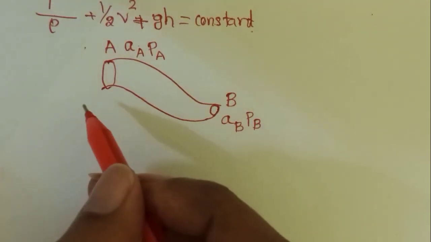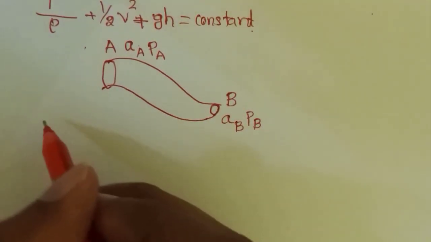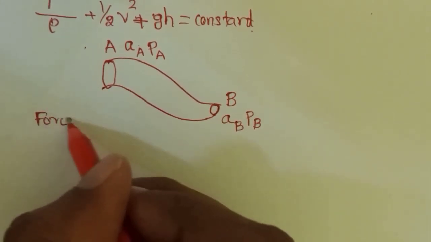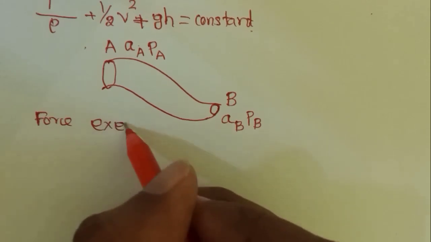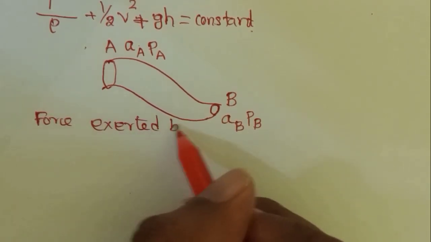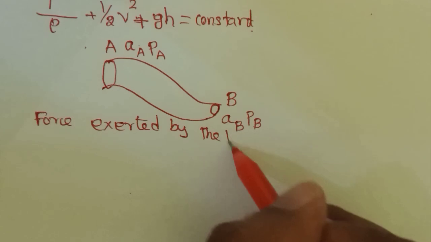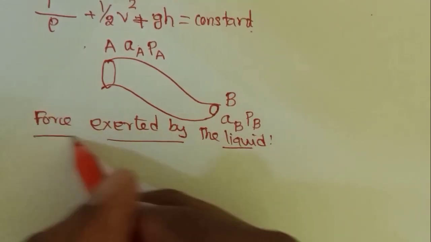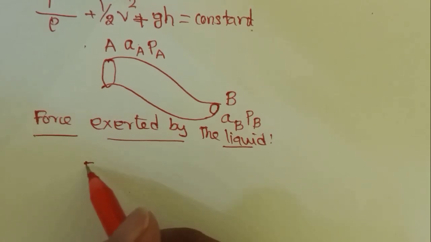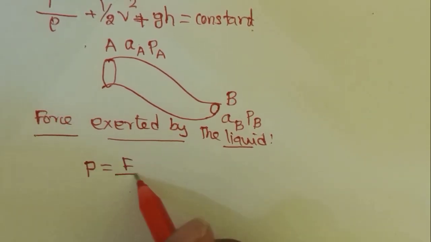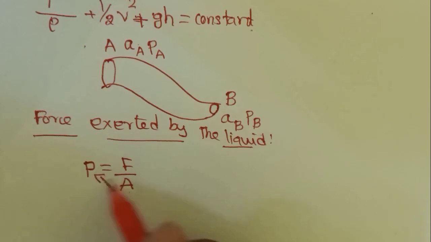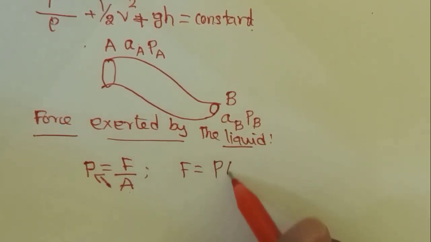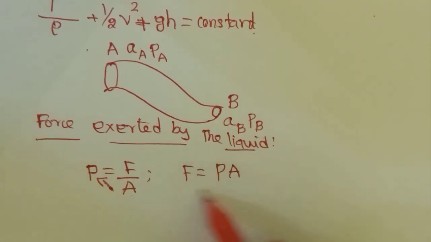First you discuss and find what is the force of the liquid. So first you find the force exerted by the liquid. You know the normal formula, pressure equals force by area. Cross multiply this one, so force equals pressure into area. So you find the force formula.